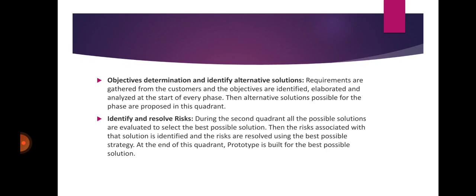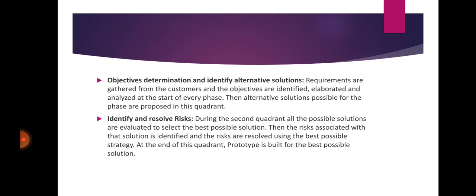This states that whatever requirement the customer gives, we make the ideas for how to implement it. In that implementation, there are several decisions to be taken. Among those decisions, we take the best one, and then the risk associated with that solution is identified and the risks are resolved using the best possible strategy. At the end of this quadrant, a prototype is built for the best possible solution. This is all about risk analysis and prototype.